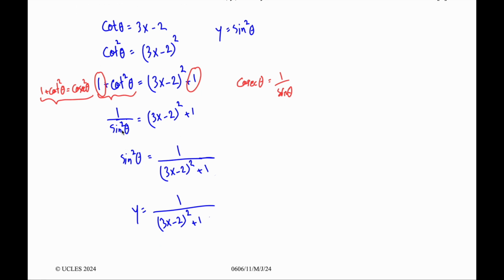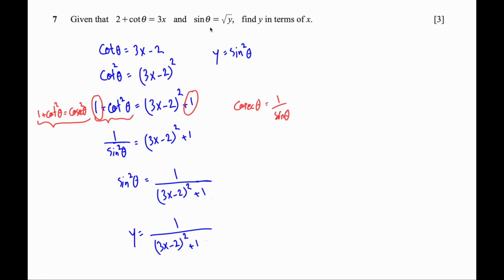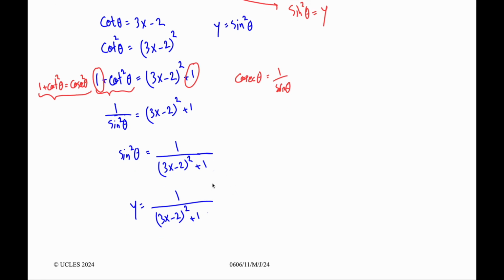Then you basically cross multiply or flip both sides, make the reciprocal of each one of them. You get sine squared theta is 1 over this expression. And since sine theta is the square root of y, that means sine squared theta is basically y. So therefore, y is equal to this fraction.